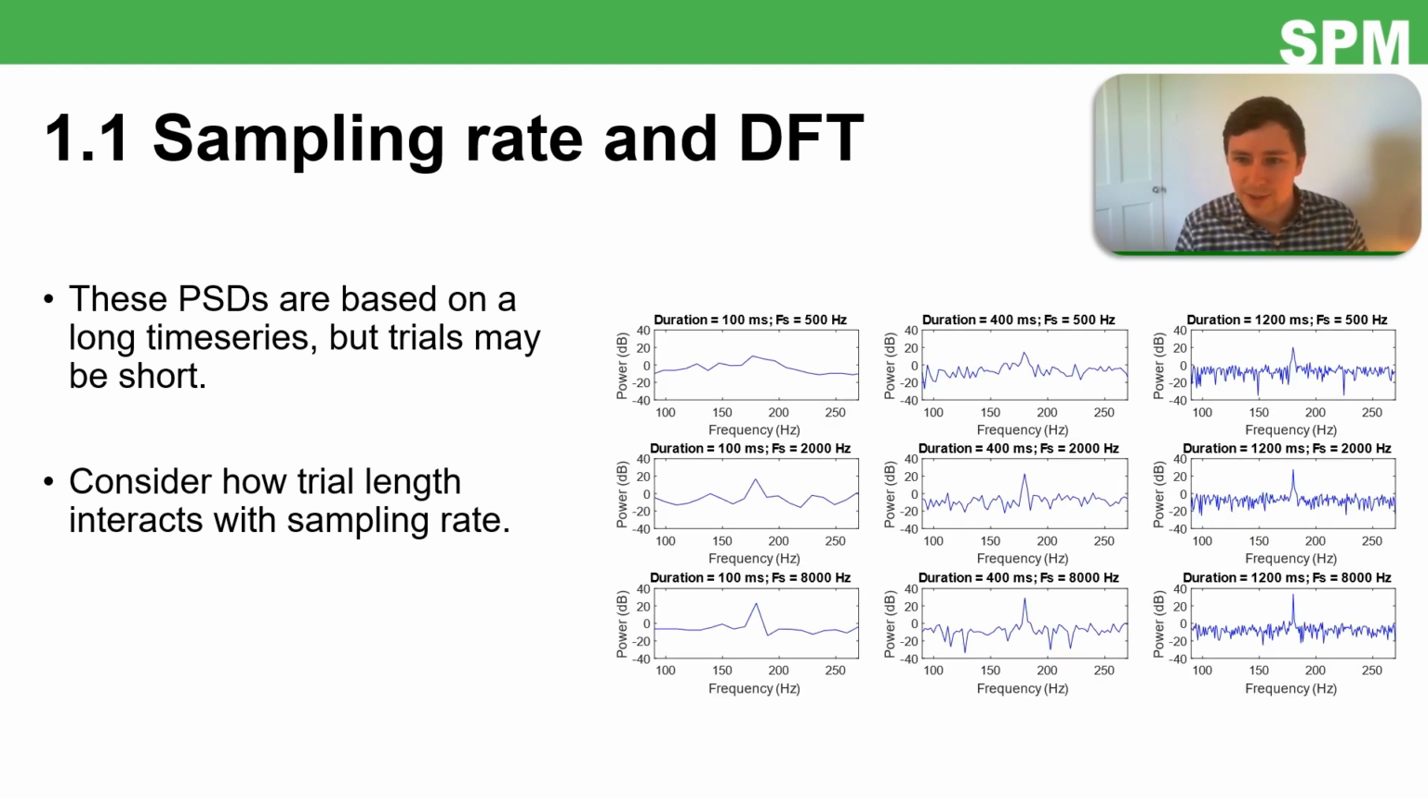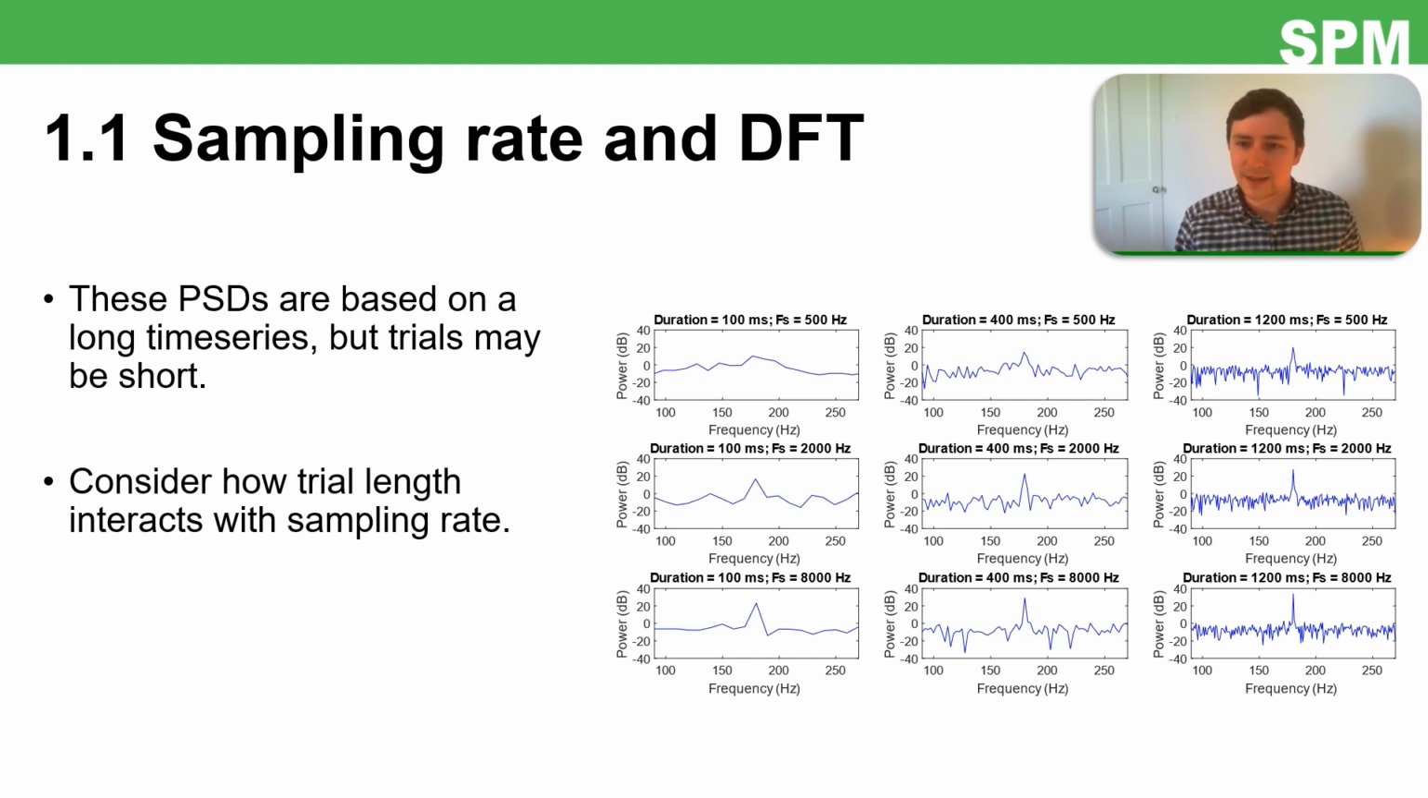So in this situation, we've got a couple of variables. Moving from left to right, I've taken the duration of a time series: 100 milliseconds on the left, 400 milliseconds in the middle, and just over a second on the right. And moving from top to bottom, you've got the sampling rate: 500 Hertz, 2000 Hertz, 8000 Hertz.